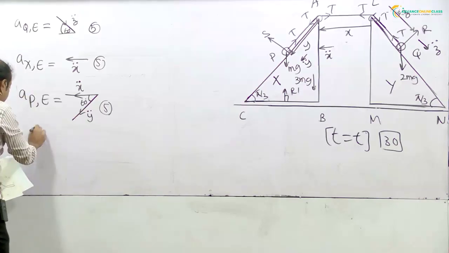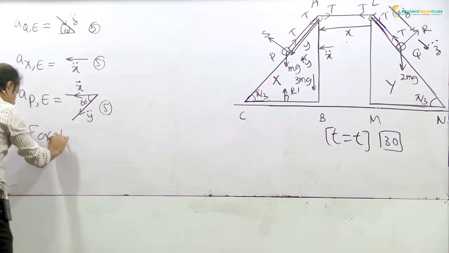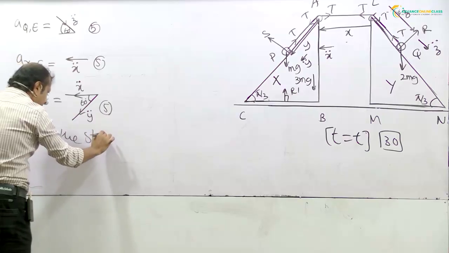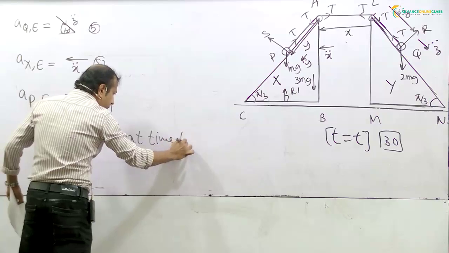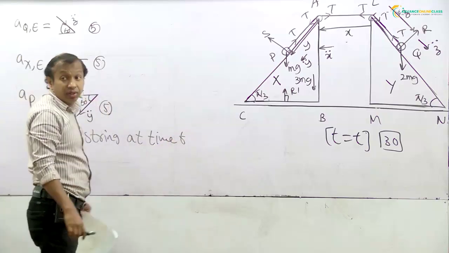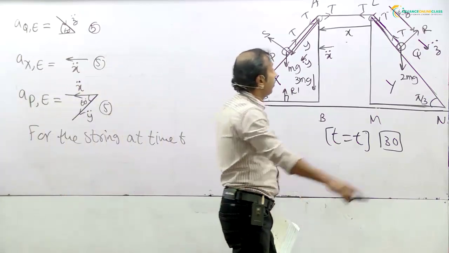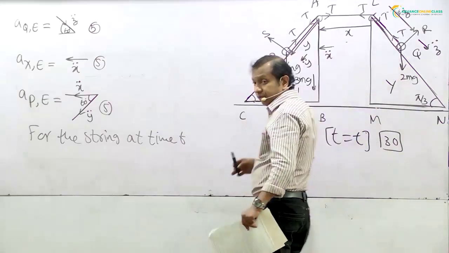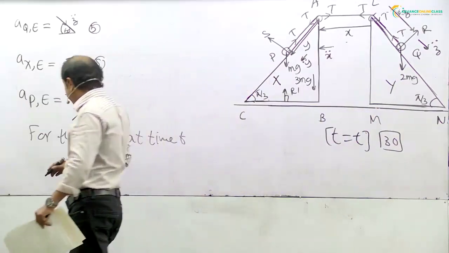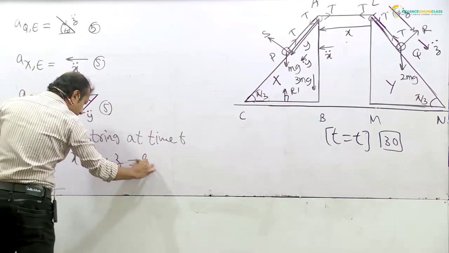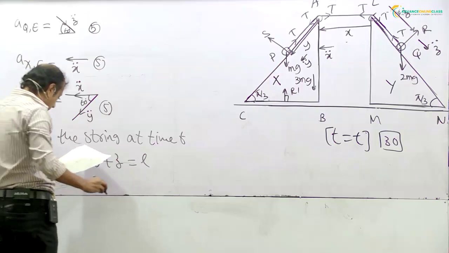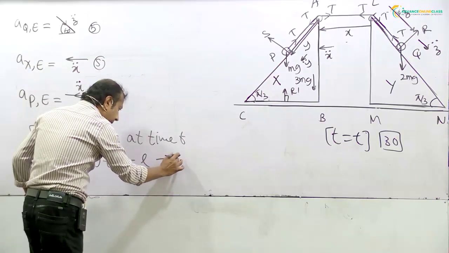First one, for the string at time t. What can we say about the length of the string? This is z, x, y. The sum x plus y plus z equals L. For this, 5 marks.